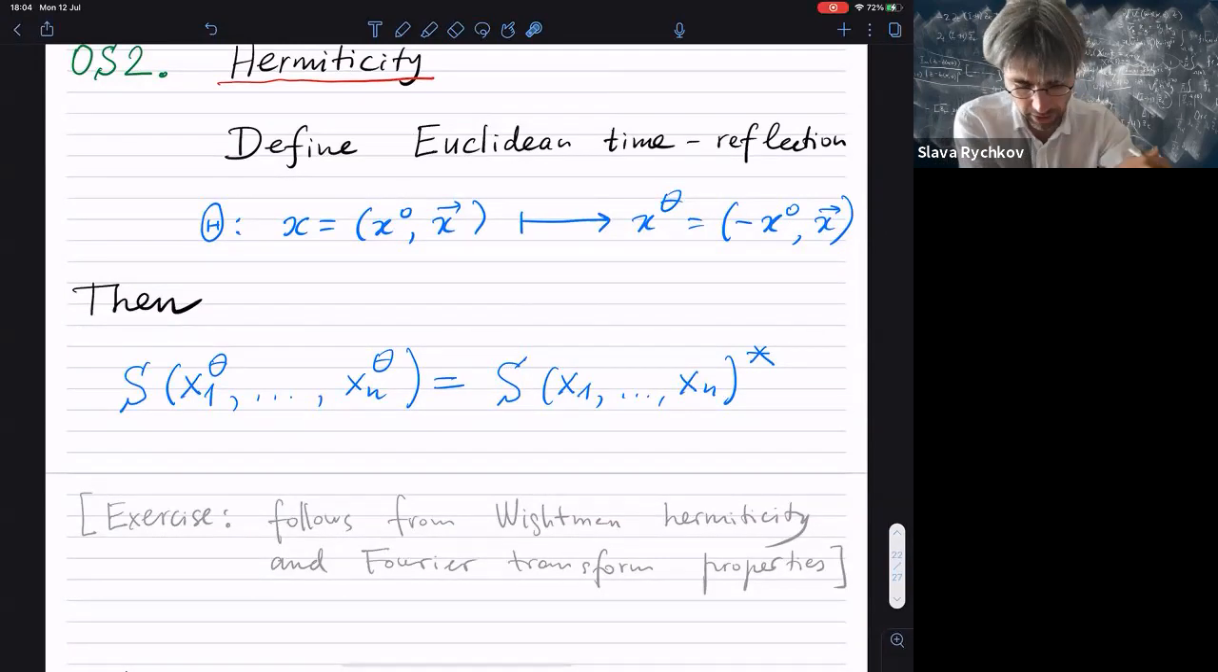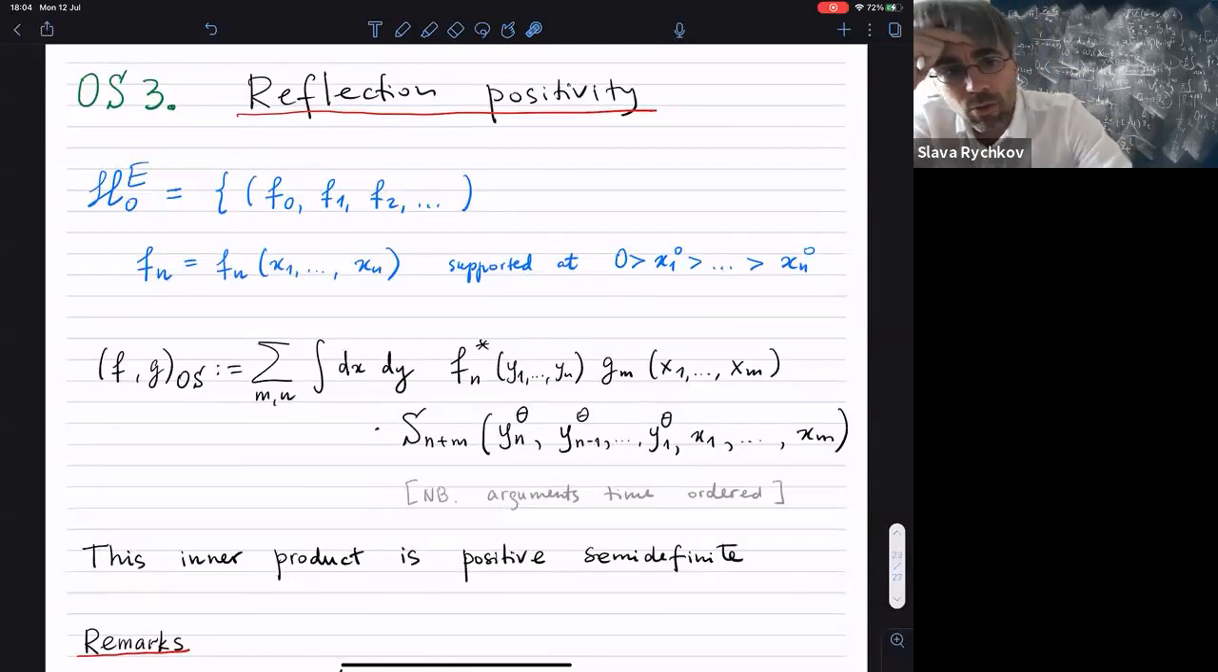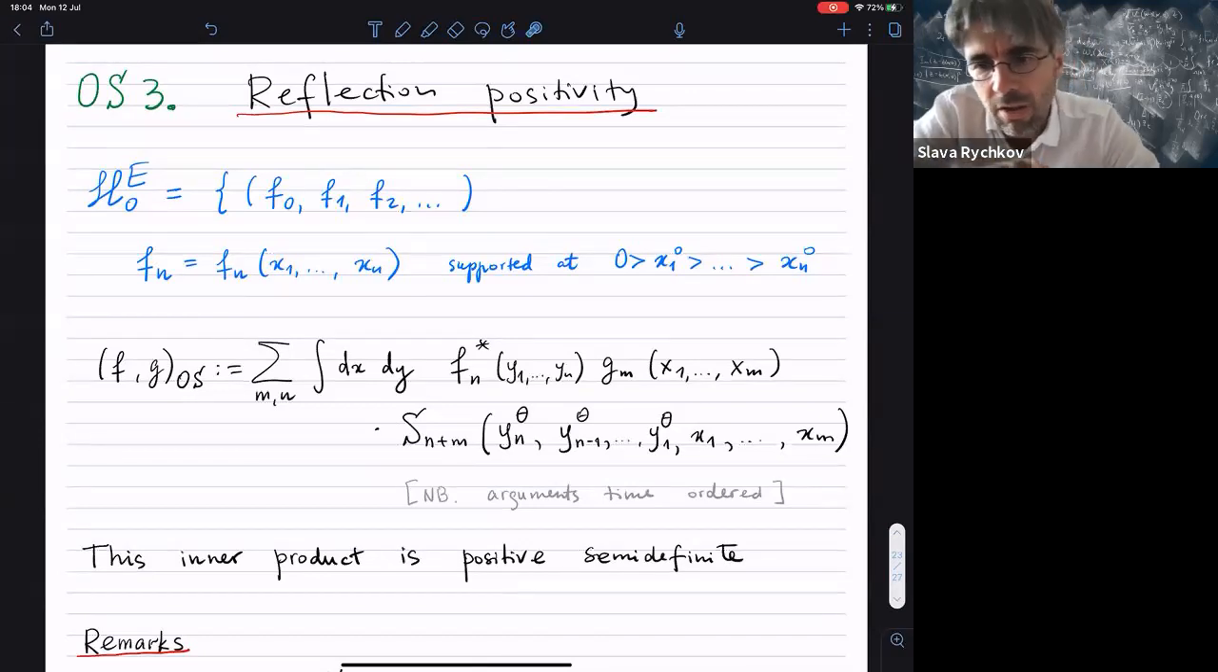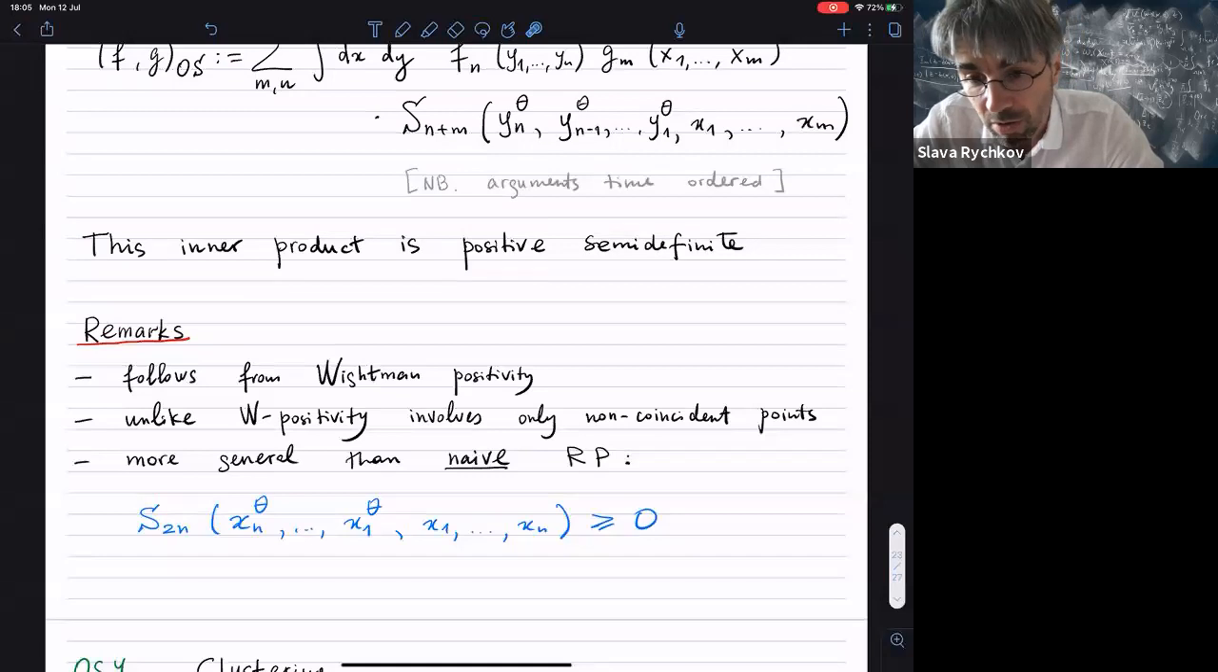So the Schwinger function at the reflected arguments is the complex conjugate of the Schwinger function at the original arguments. This follows just from Wightman hermiticity. It also enters the very important property of reflection positivity. Again, in our field most people are familiar with reflection positivity. Usually it is stated as a condition of this form, where you take a two n-point function, inserting n operators at points x1 through xn, and inserting another n operators at the reflected points. You say that such a two n-point function has to be non-negative. That's reflection positivity the way we usually state it.